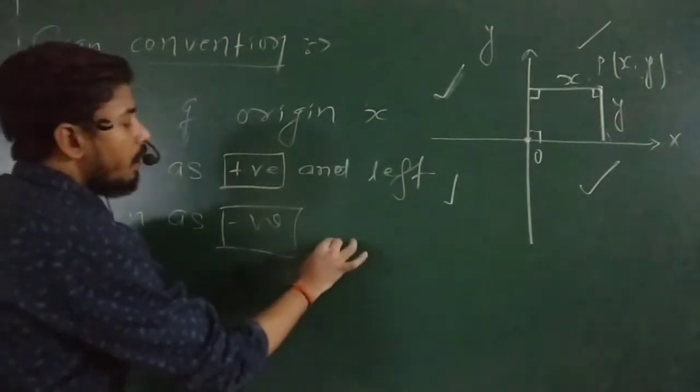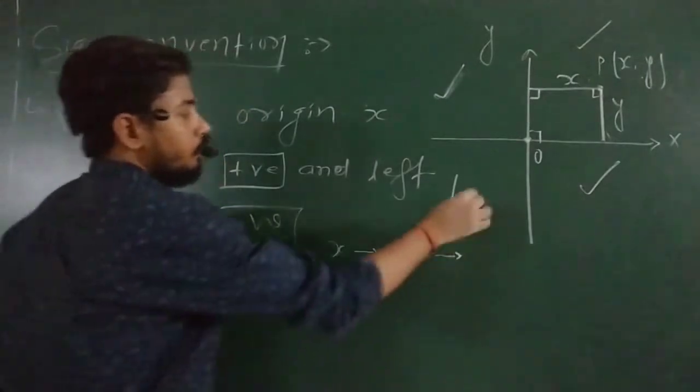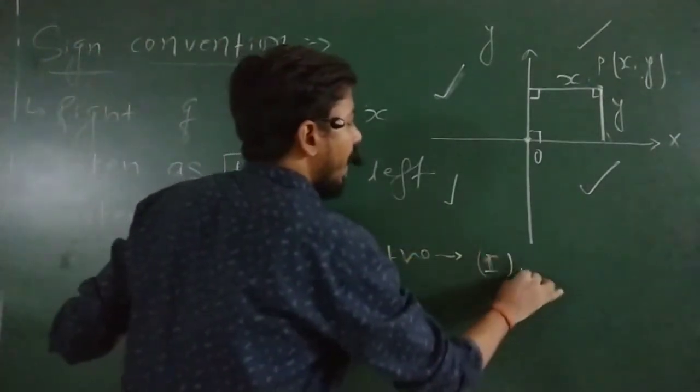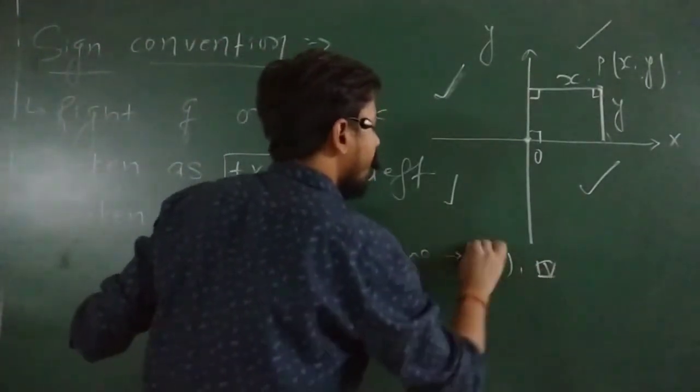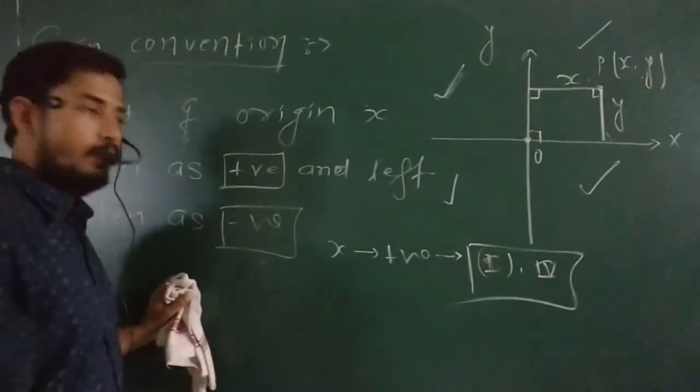So x will be positive. Tell me in which quadrant? First quadrant and fourth quadrant. Done buddy? In the first quadrant and fourth quadrant x will be positive.